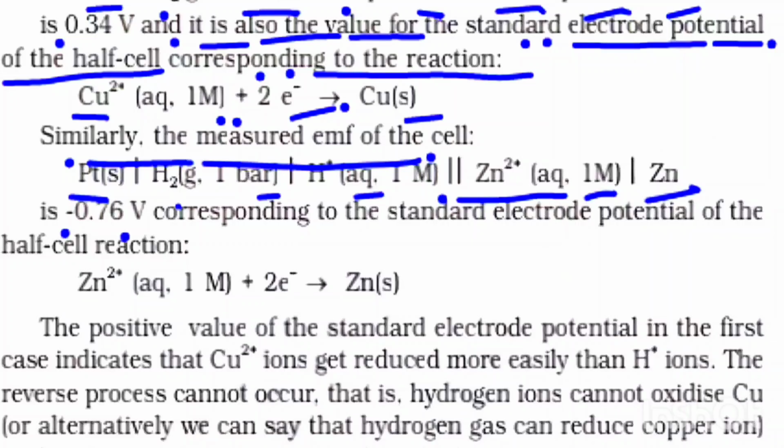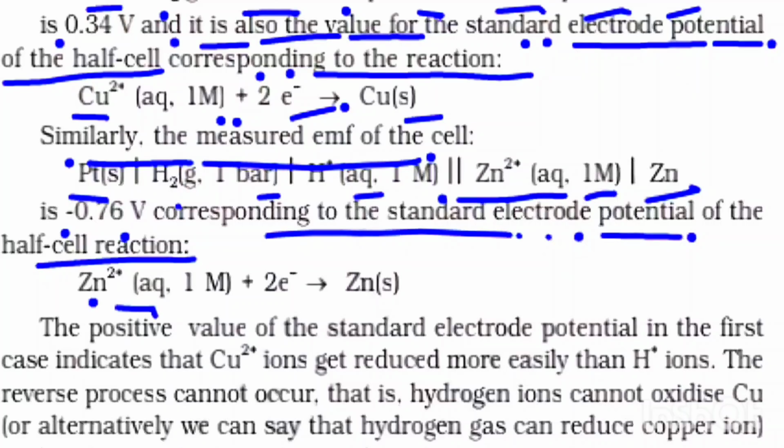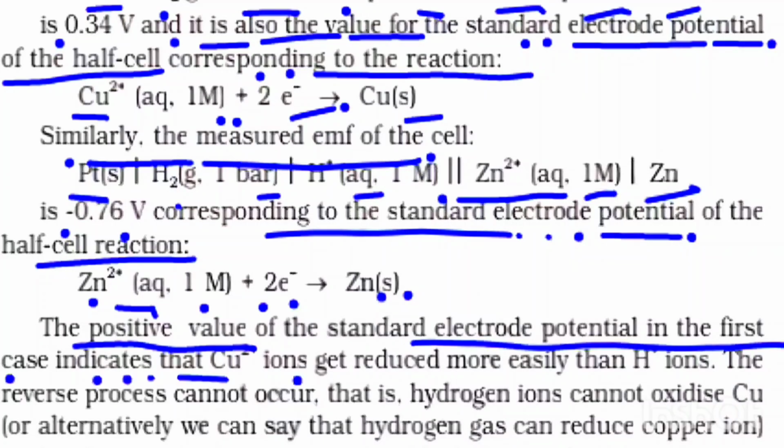Similarly, the measured EMF of the cell Pt, H2 1 bar, H+ aqueous, double line, aqueous solution of 1 molar zinc ion, zinc, is minus 0.76 volt, corresponding to the standard electrode potential of the half cell reaction, Zn2+ in aqueous solution of 1 molar plus 2 electrons gives zinc solid.